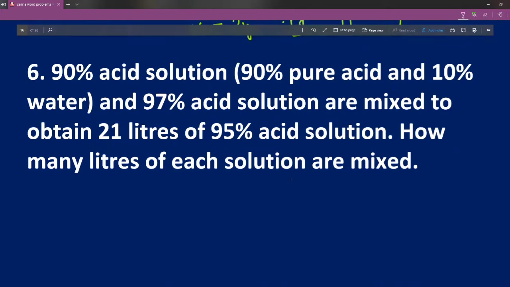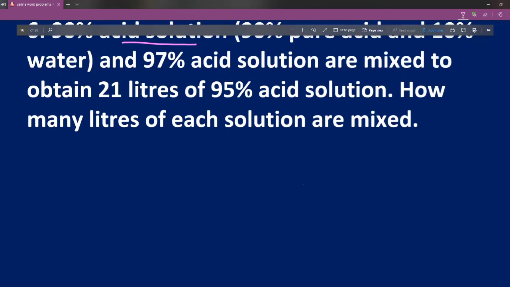Okay, next question is 90% acid solution. 90% acid solution implies 90% pure acid and 10% water. Okay, and 97% acid solution are mixed to obtain 21 liters of 95% acid solution. Okay, this might seem a bit difficult question, but let's try to simplify this question.